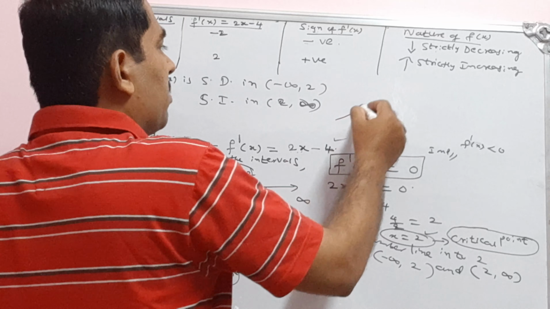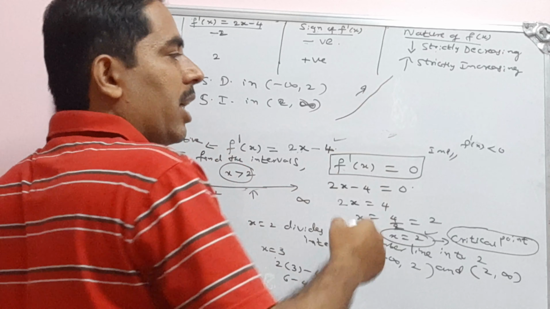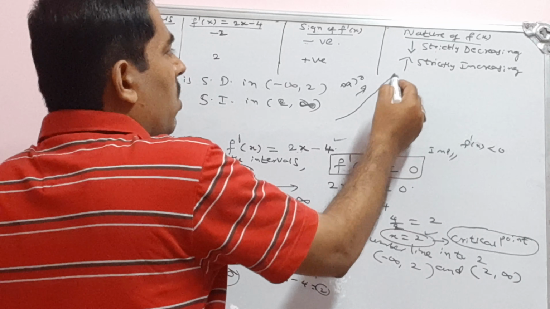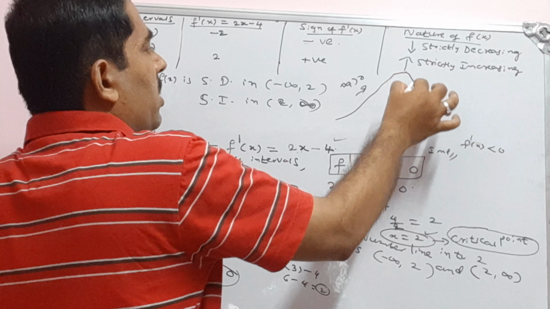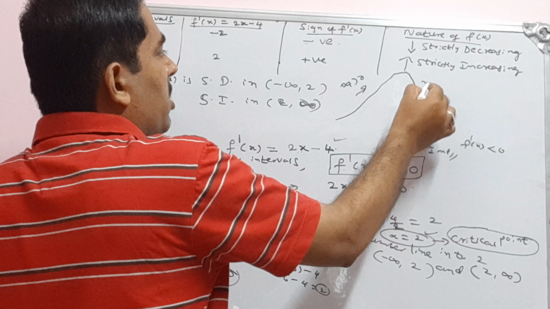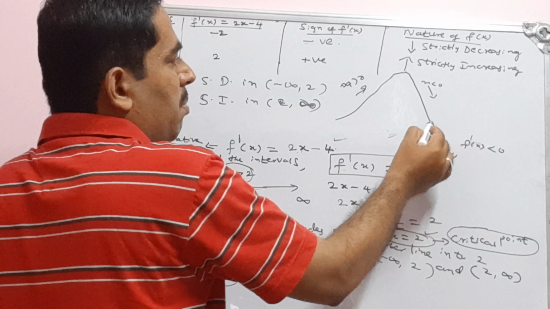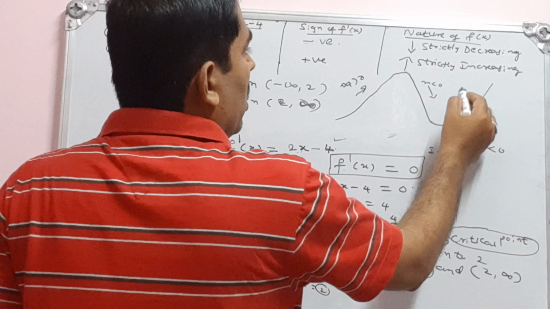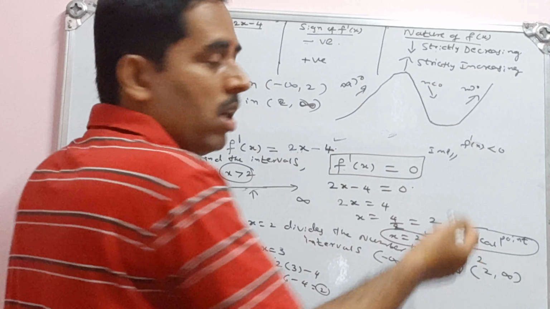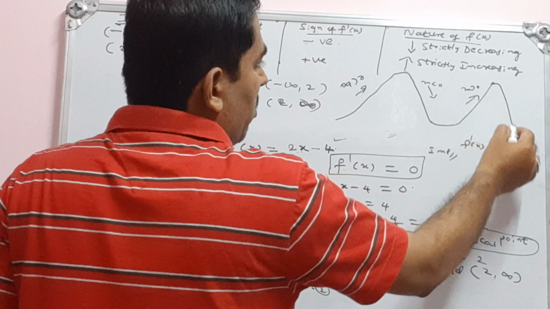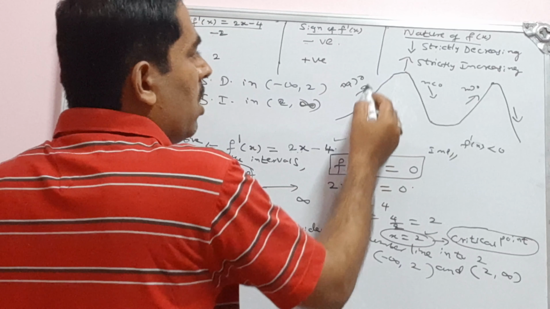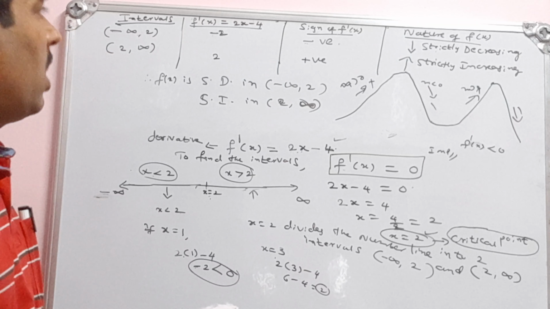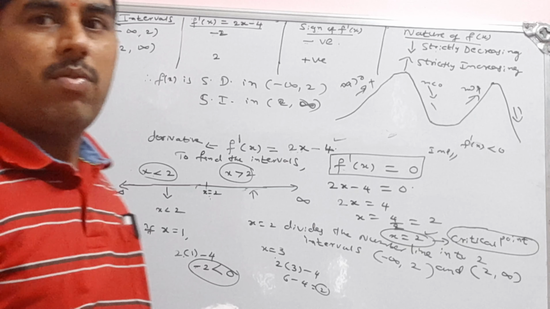See, increasing means the slope is greater than 0, or your derivative is greater than 0. It reaches some point, say it flattens, and then it is decreasing. Decreasing means the slope is less than 0. It reaches some point, it may be flat, then once again the slope increases. Slope increases means m is greater than 0, or derivative greater than 0. Then once again it reaches some point, then it will be decreasing. So it is positive, negative, positive, negative. In this way we can decide whether the given function is increasing or decreasing.